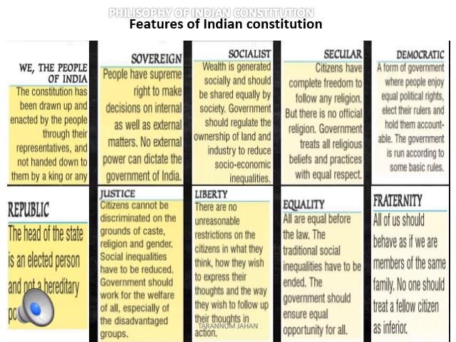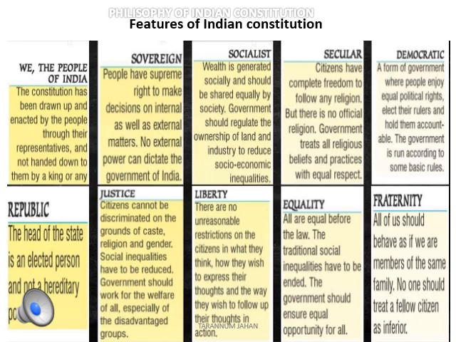We the people of India. This is the first statement of the preamble. What does it mean? It means that the constitution has been drawn up or enacted by the people. It has not been handed over by any king or any dictator. It has been made by the people of India.